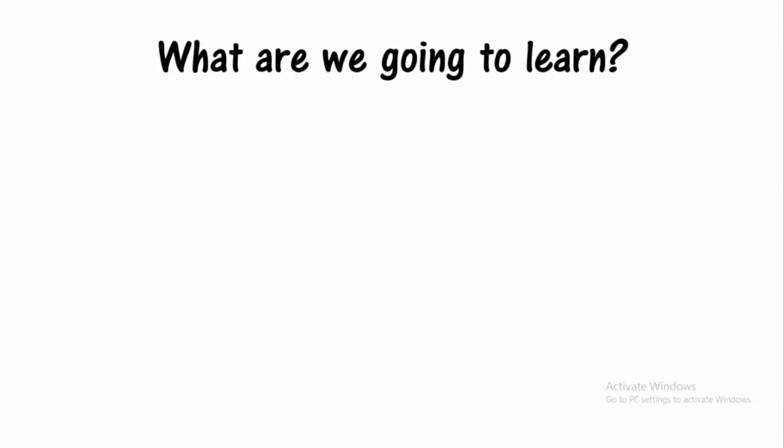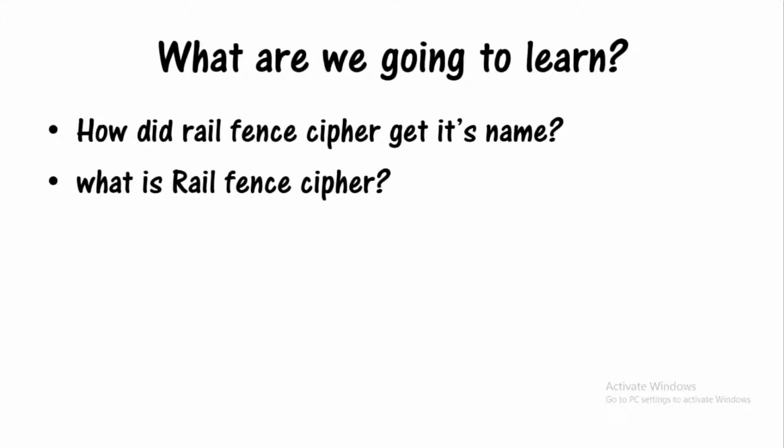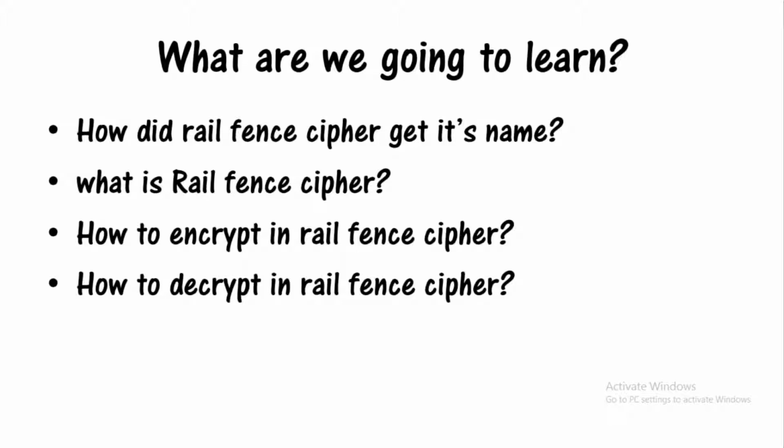First thing, what are we going to learn today? First we'll learn how the rail fence cipher got its name. Then we'll learn what the cipher is, that is the definition. Then we'll learn how to encrypt, and finally how to decrypt. We'll look at an example so that you understand it clearly. Don't worry, it's an easy topic.